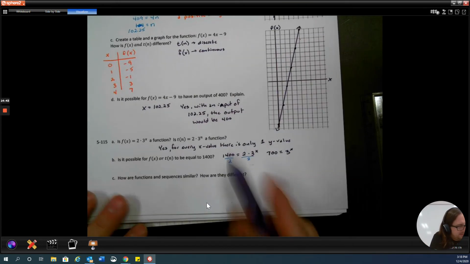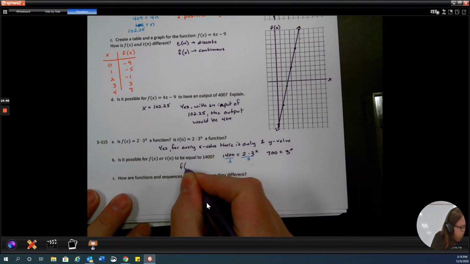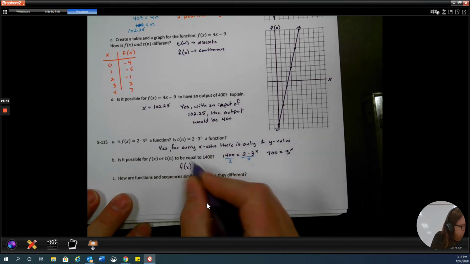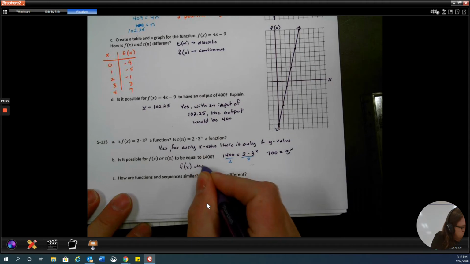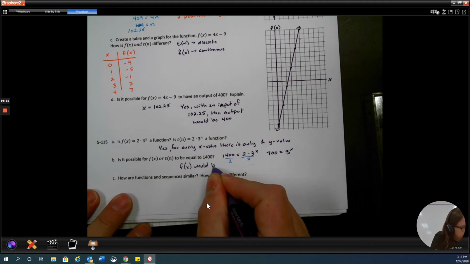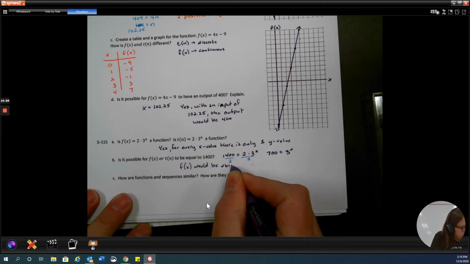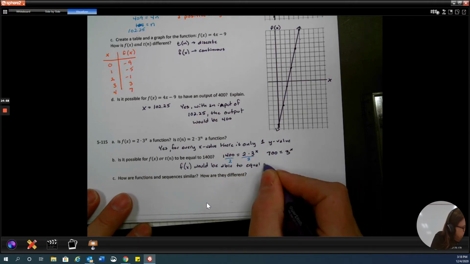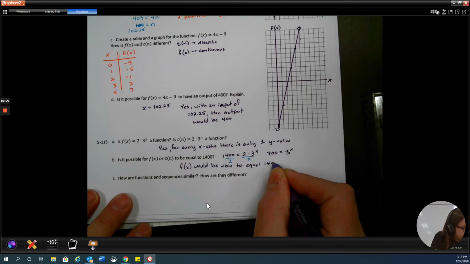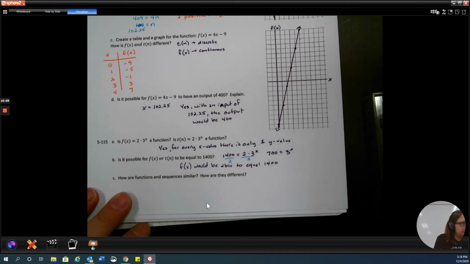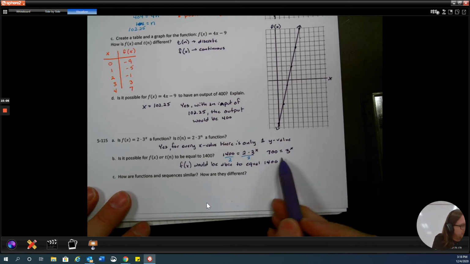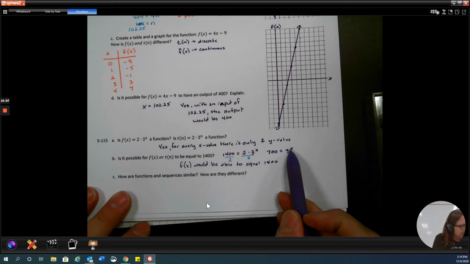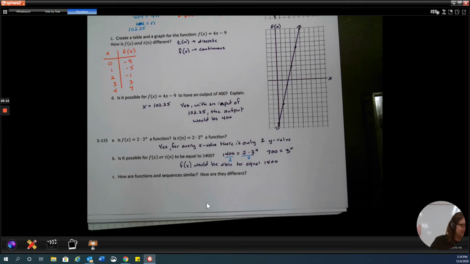So f of x would be able to equal 1400, but T of n would not be, because we found out using our calculator that I would not get an integer value. It'd be 5.9 something, so it wouldn't have worked.